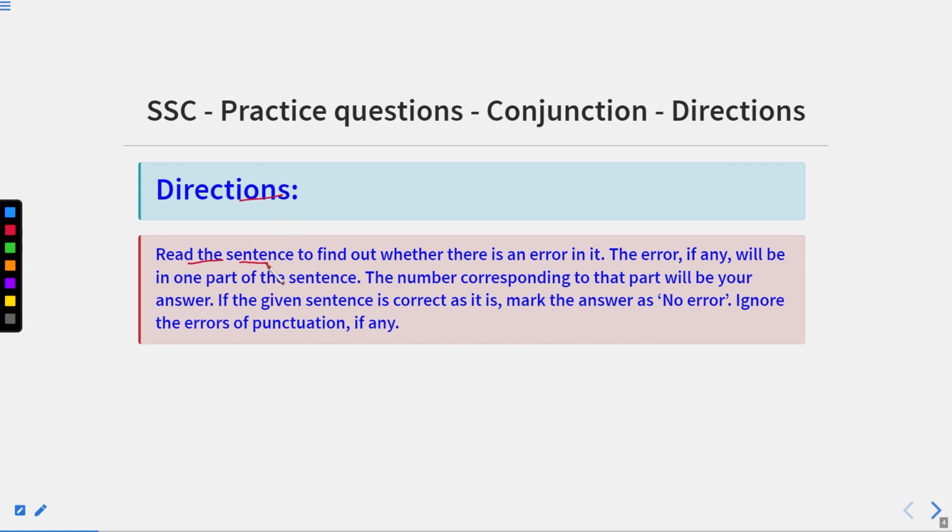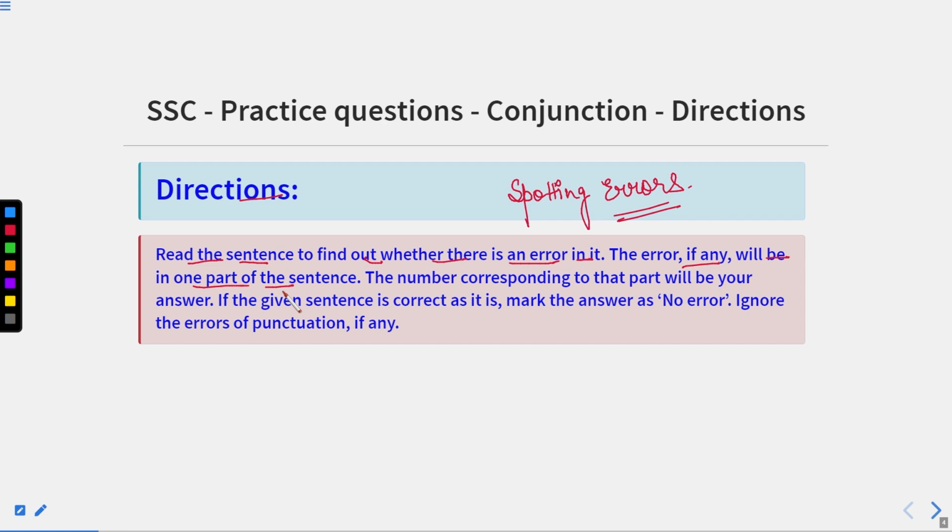Read the sentence to find out whether there is an error in it. It means these are spotting errors based on conjunction. So in this session, first of all, we'll discuss the type of questions which are spotting errors, which are widely asked in competitive exams, which are based on conjunctions. The error, if any, will be in one part of the sentence. It means the sentence will be divided into several parts, and only one part may contain the error.